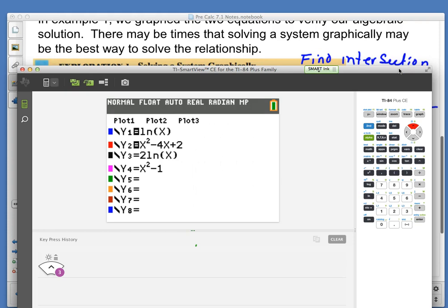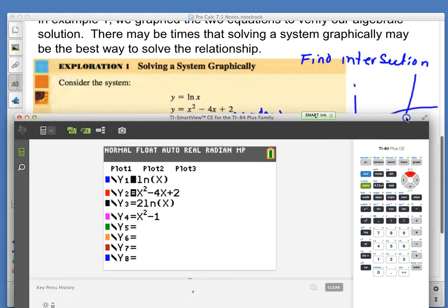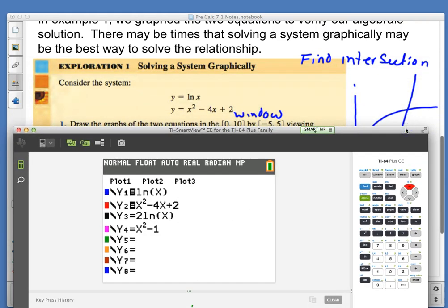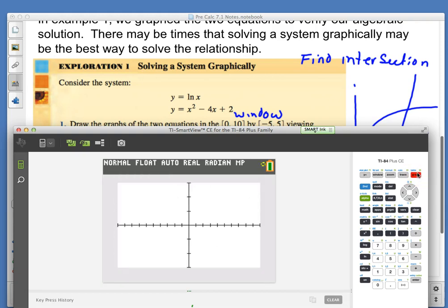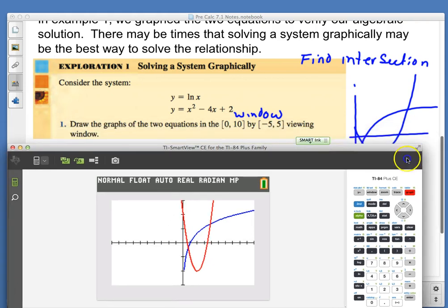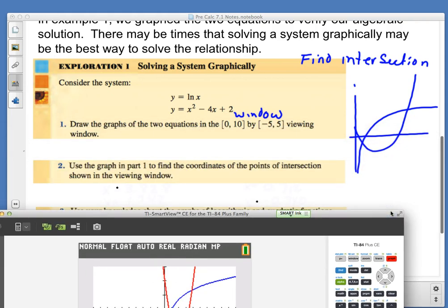I kind of preset the calculator up there. I put the natural log of x. And remember, natural log of x is defined from 0 to infinity, so there's an asymptote at 0. The other one's all good because I don't have any restrictions on it. I hit my graph, and the place where they cross is my solution. Just like my little picture here, I've got a solution in 2 spots.